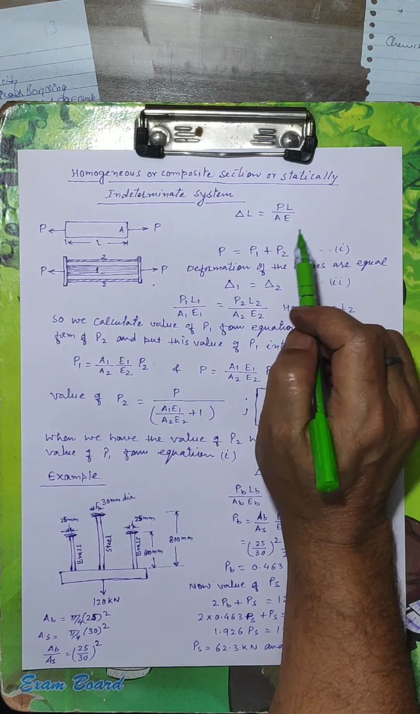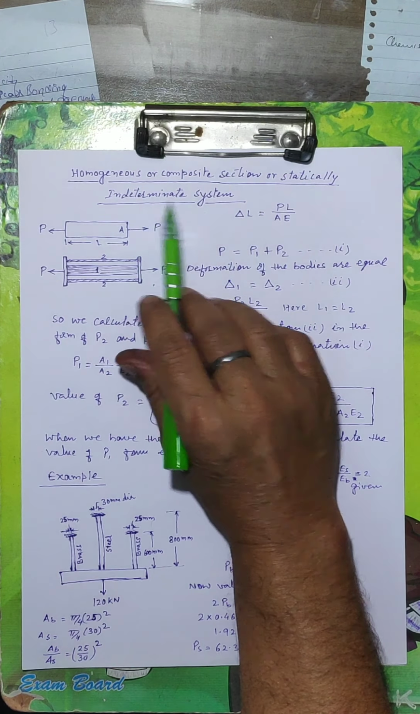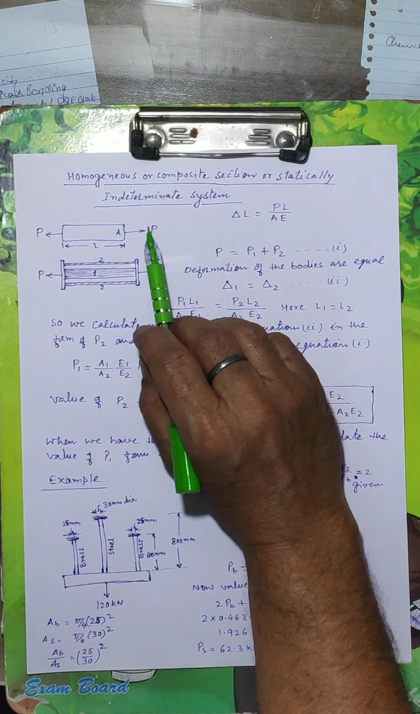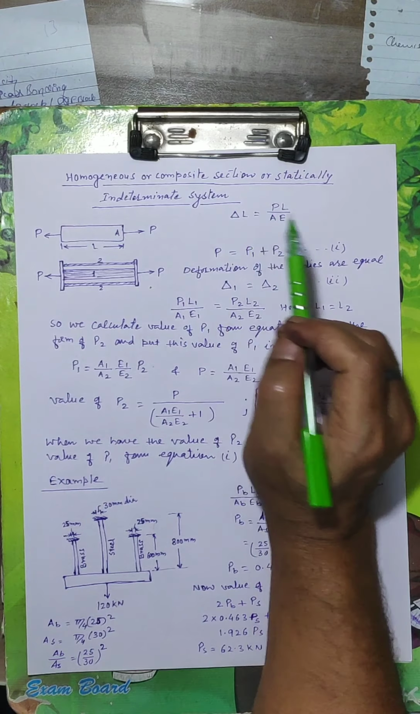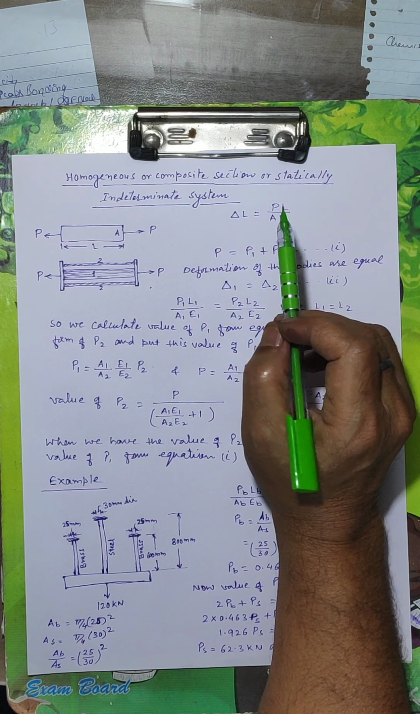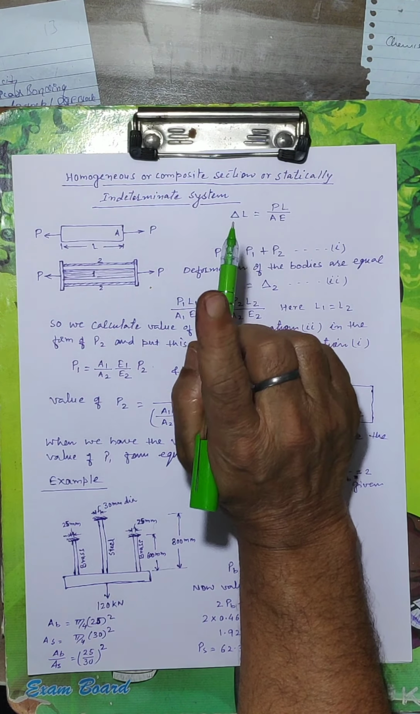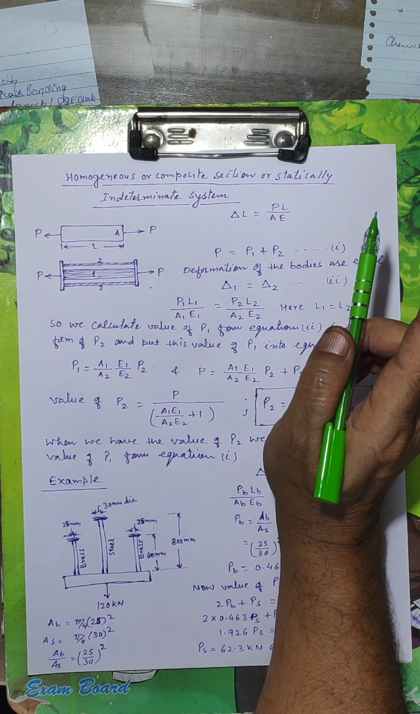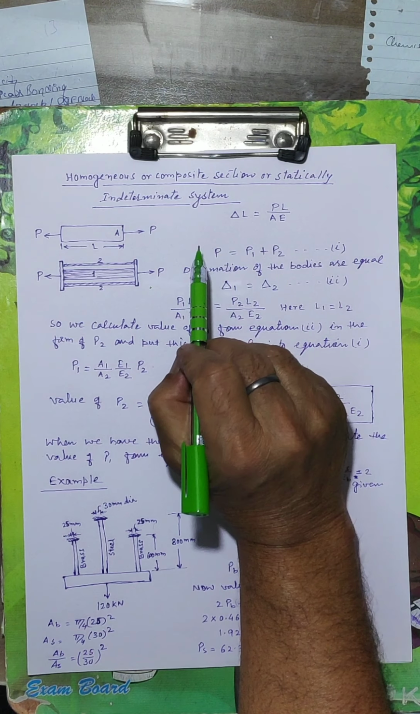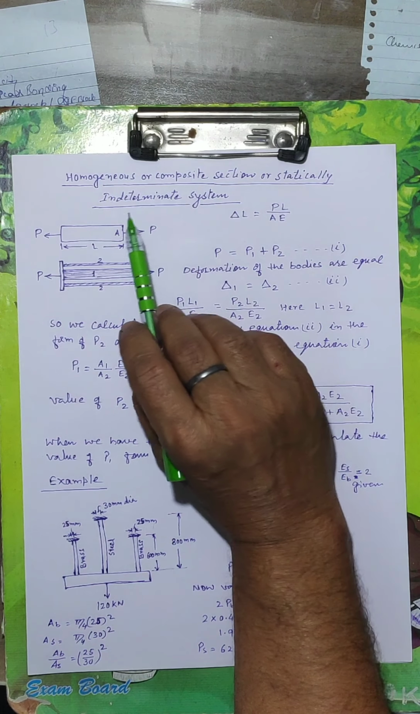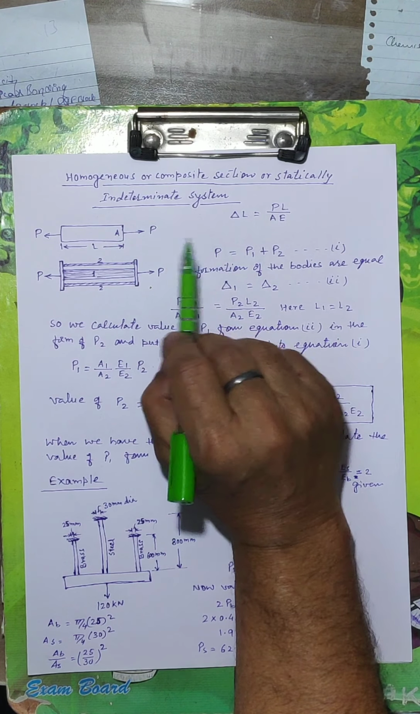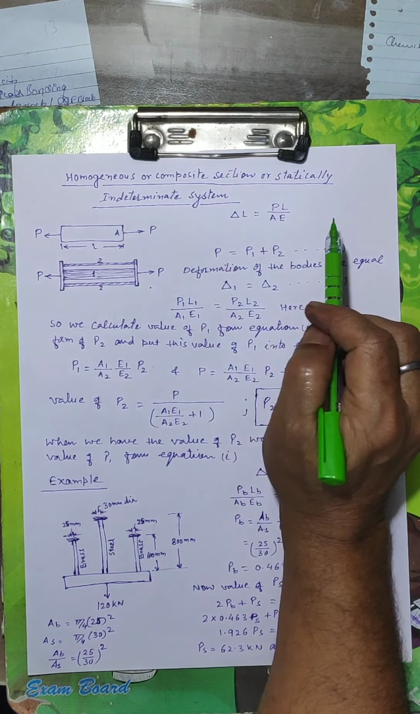What does it mean? Both these three things are the same thing. It means when a body comprises two or more materials, then this body is called a composite section, homogeneous section, or statically indeterminate system.